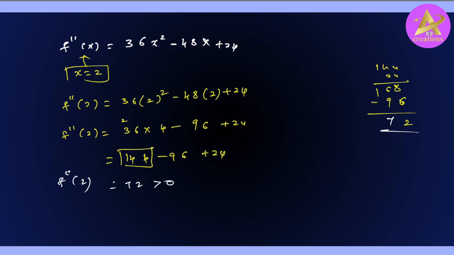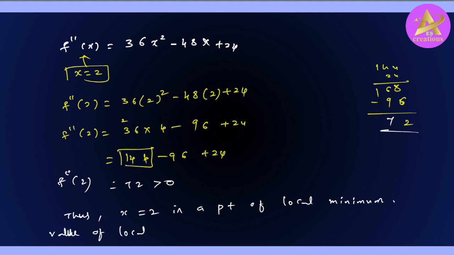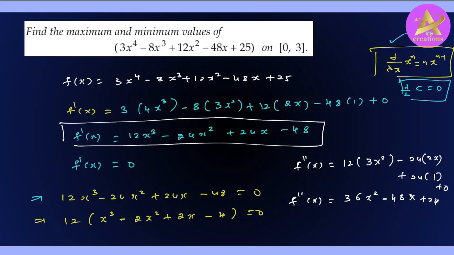Okay, if it is positive, thus we say x equal to 2 is a point of local minimum. If you want to find the value of the local minimum, that means the local minimum value is f of 2. Whatever x value we got, substitute in the original function.